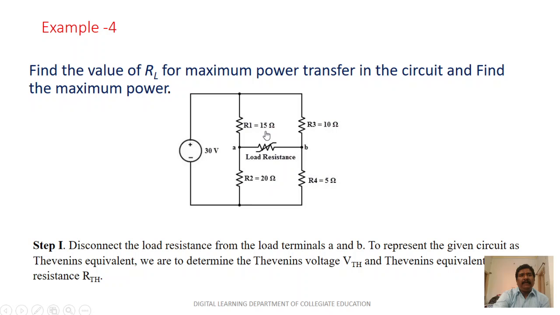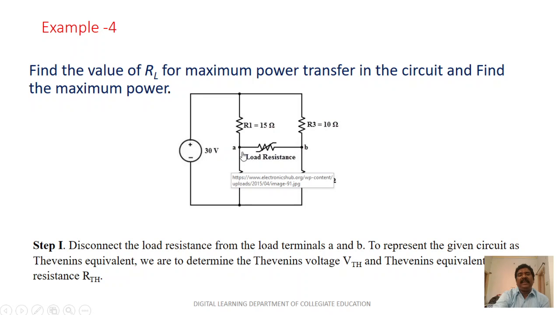So step number 1, when you see the circuit, it consists of 30 volts and different values of resistance R1, R2, R3 and R4. Between the points A and B, we are going to have one load resistance, for which I should calculate the value, and then you can calculate the maximum power. So step number 1, disconnect the load resistance from the load terminals A and B. So when you have a circuit like this, I want to disconnect the load.